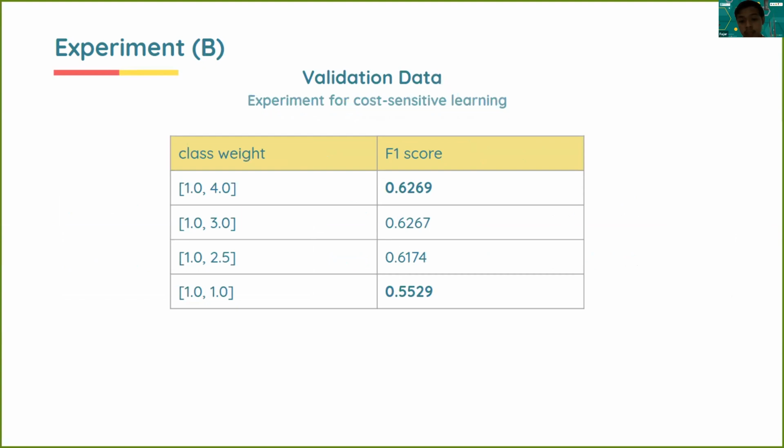And for experiment B, to recall the label distribution in subtask B, the ratio is around 1 to 4. When we use the class weight to do cost-sensitive learning, we can see that when we have a very imbalanced label distribution, cost-sensitive learning may give a better result, and we see here that cost-sensitive learning may improve the performance by 7%.